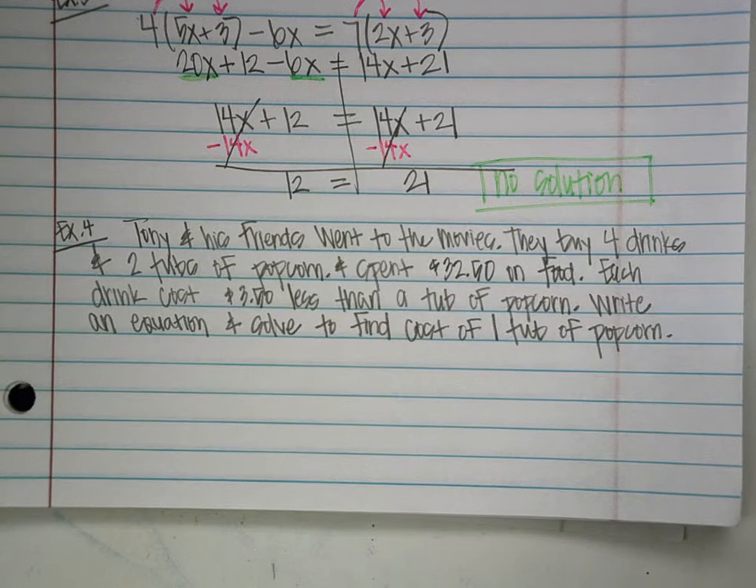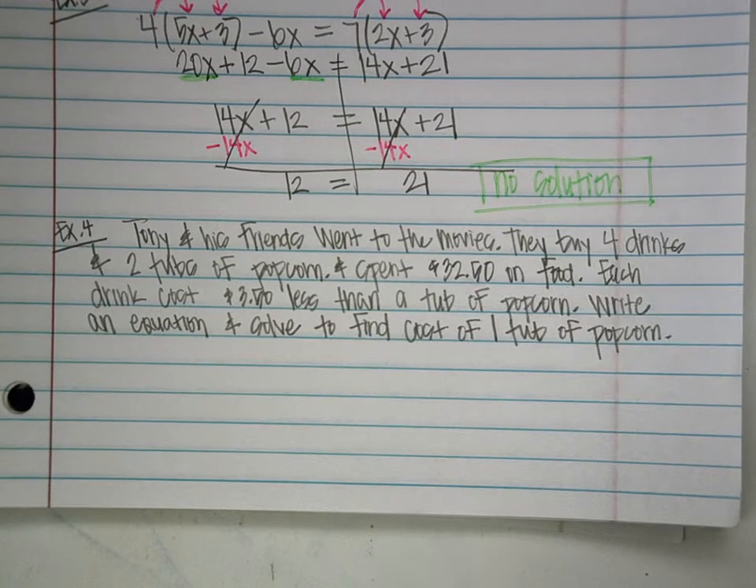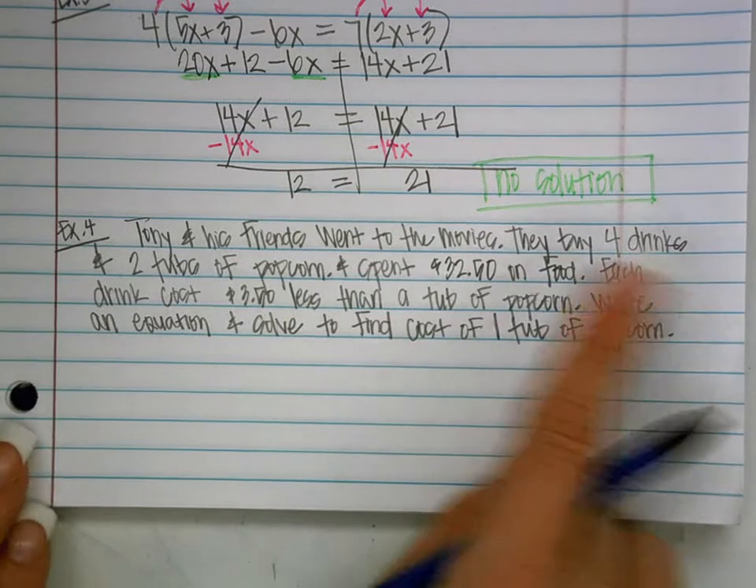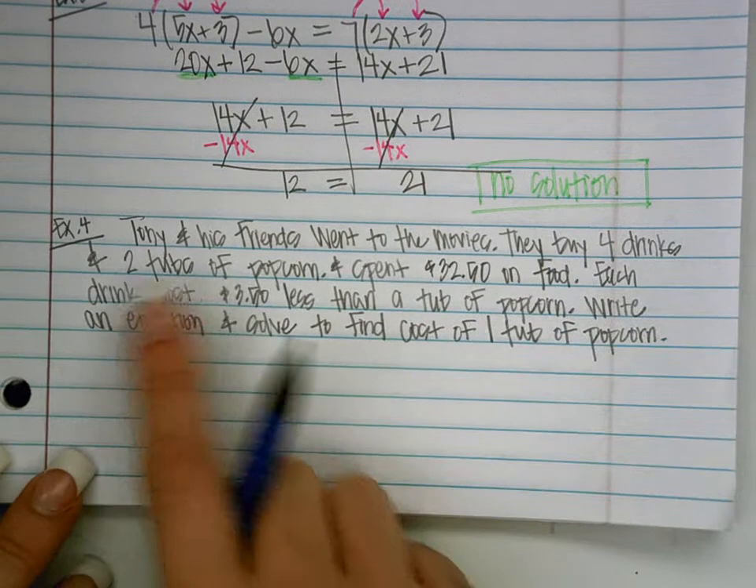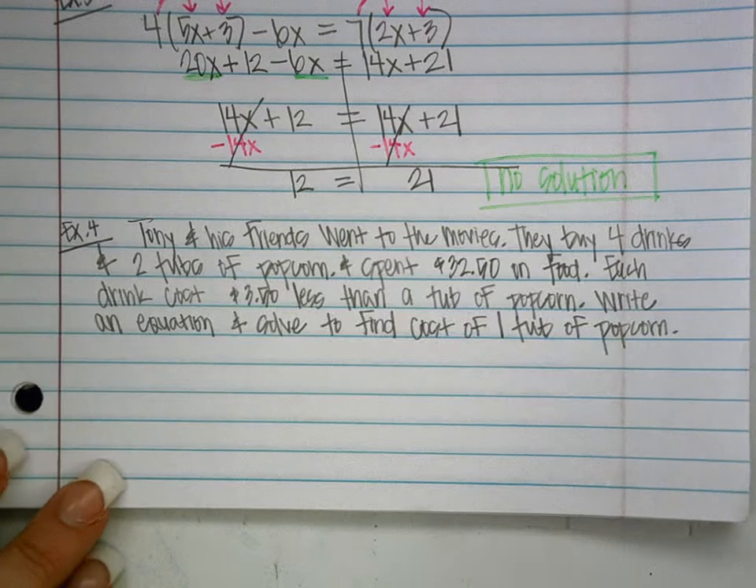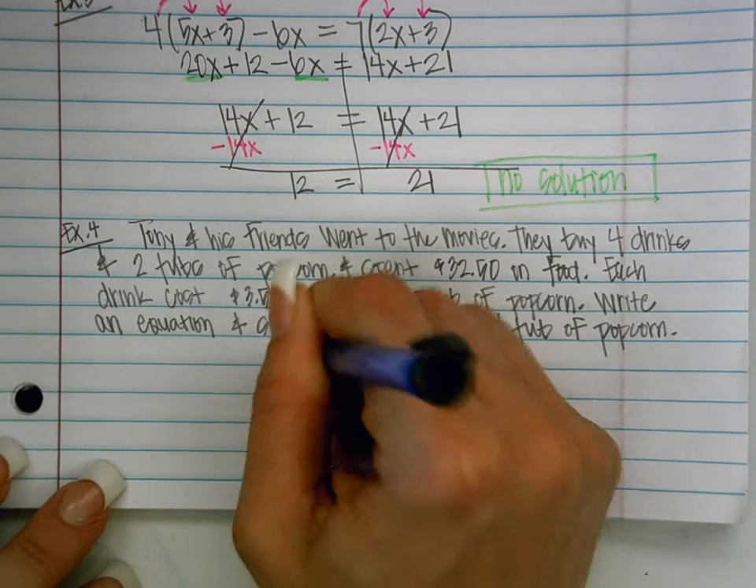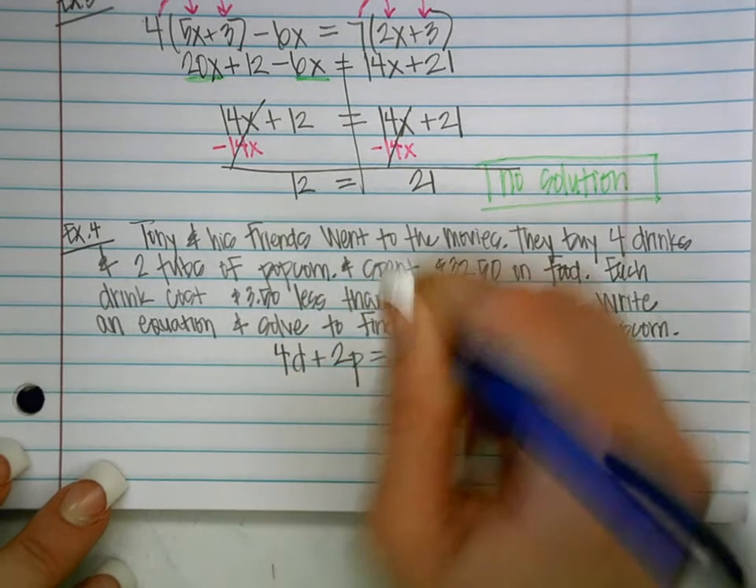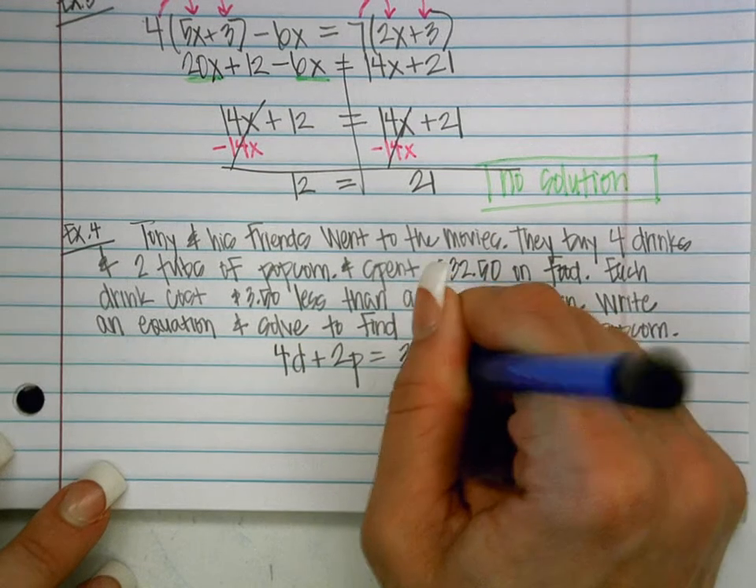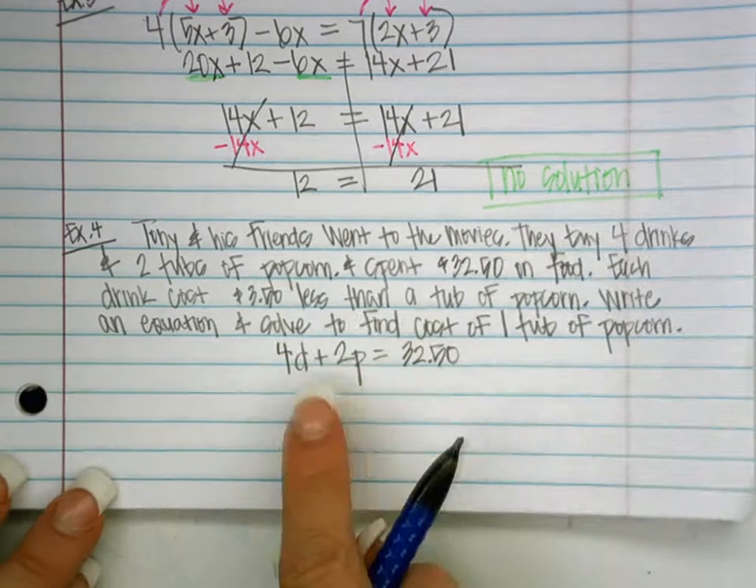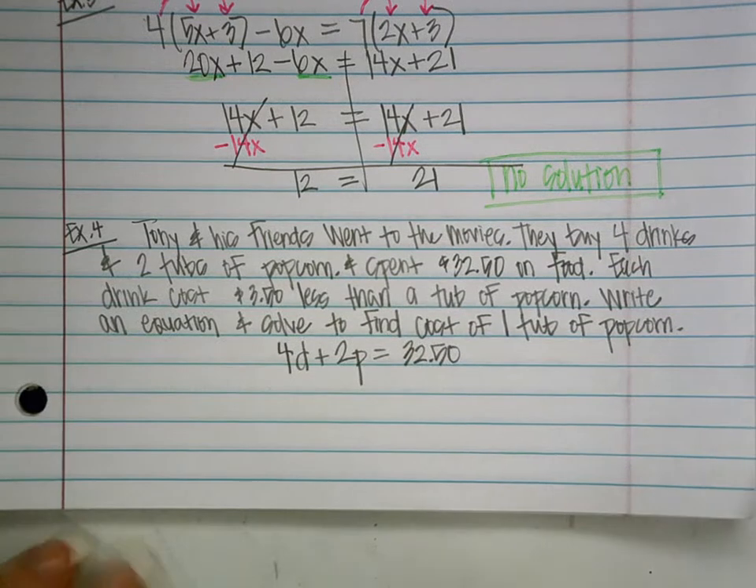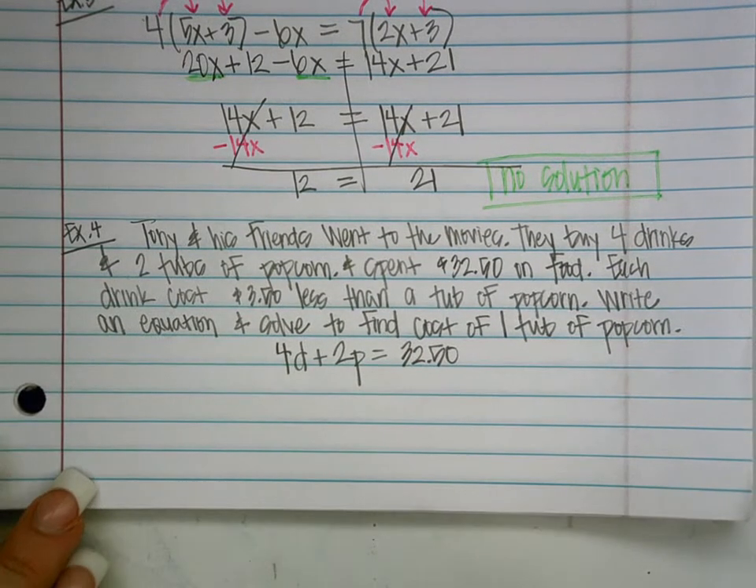So, how would I start to write this equation? Does anyone have any ideas? Would you put 32.50 as your total? $32.50 is definitely your total. So what we're going to start with is we know that they bought 4 drinks and 2 tubs of popcorn and spent $32.50. So 4 drinks plus 2 popcorns was equal to $32.50. This is kind of a problem because I have 2 different letters.